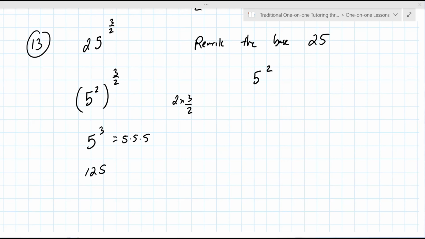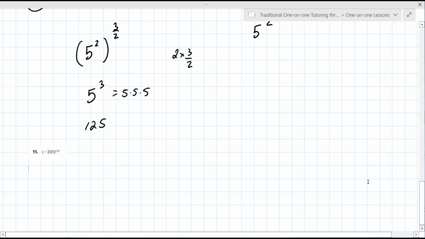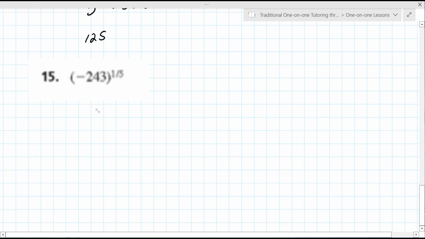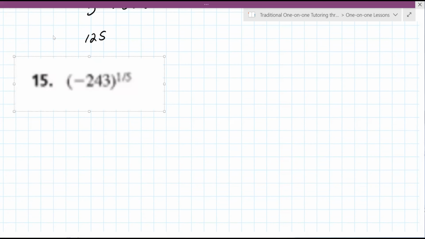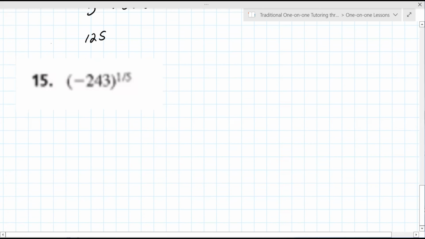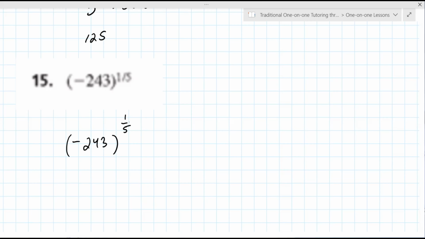So we'll look at 15 next. All right. Okay, so this one I'll rewrite a little bit here. Minus 243 in parentheses to the 1/5 power. Okay. The best way to do this is to find 243 on the sheet there, and let me know what you see. What is it as a base to an exponent?